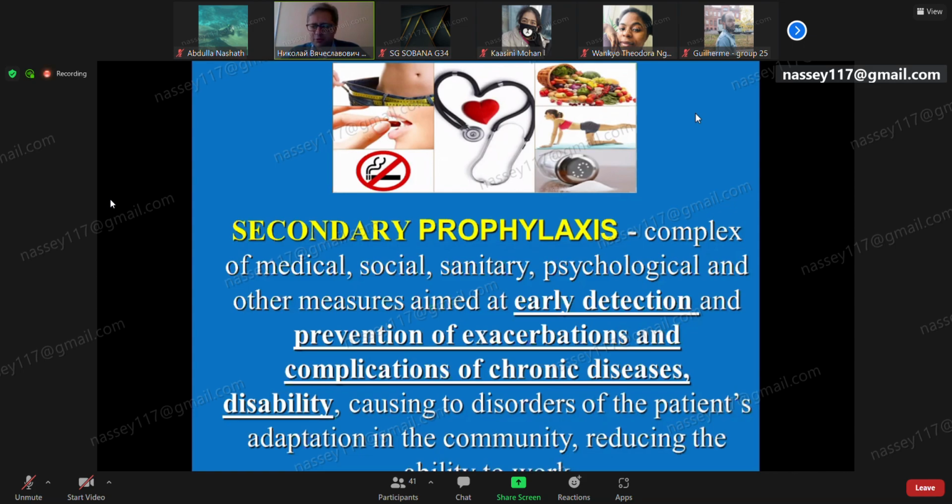We will discuss this topic in a separate lecture about disability, about the peculiarities of patients' examination for assessment of their work ability. All these diseases, which we should prevent by secondary preventive measures, cause disorders of patients' adaptation in the community and reduce their ability to work.